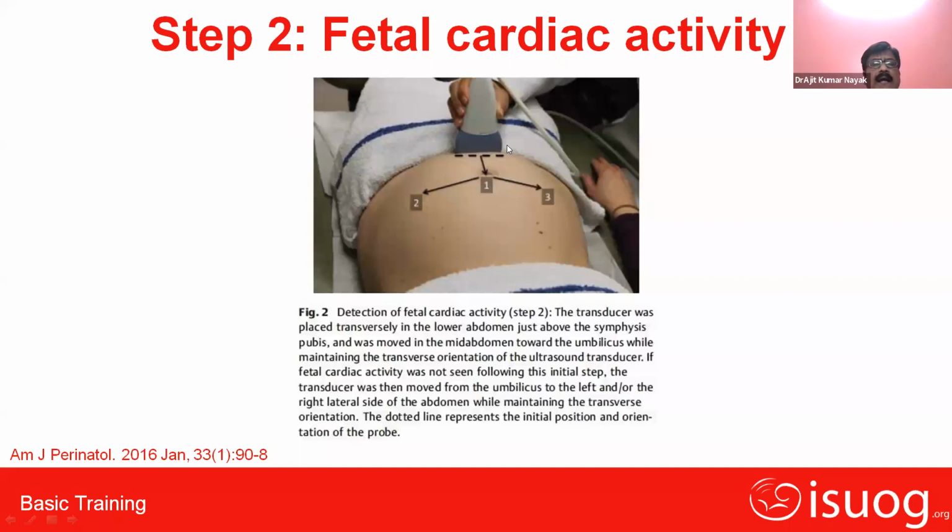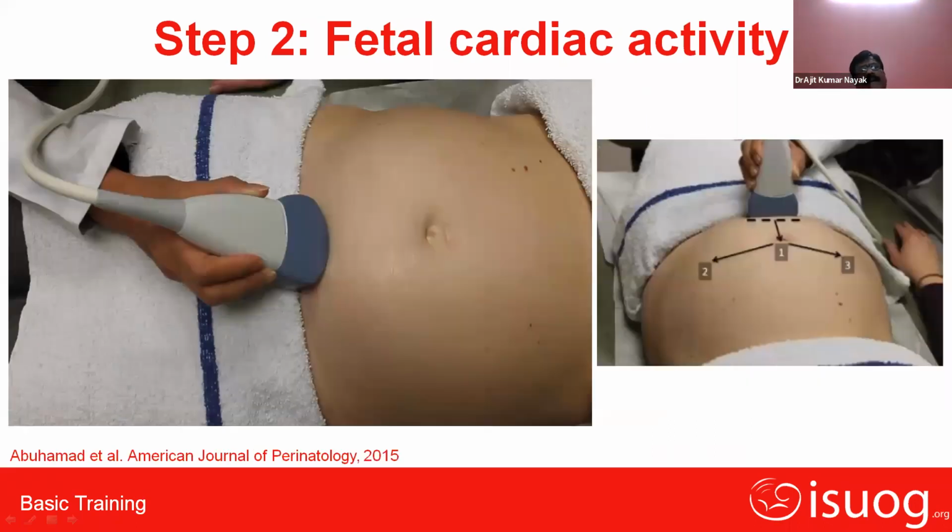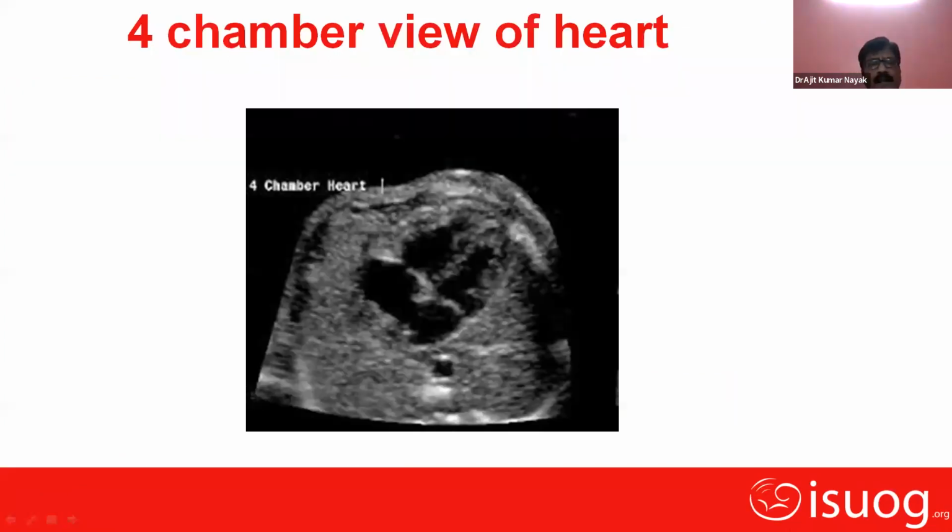Next, this is the initial orientation of the probe in step 2. Then these are the various movements from the symphysis to the umbilicus. If you are not seeing the fetal heart, again we move it either to the left side or the right side of the abdomen to look for the fetal heart. This is the four chamber view of the heart, which is a very essential component and will be discussed later in fetal echo.